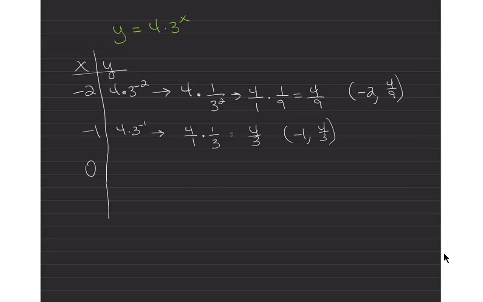Let's try a 0. See if we remember what happens with the 0. So we have 4 times 3 to the 0. What's anything raised to the 0 power? 1 or 0? It's 1. Yep.